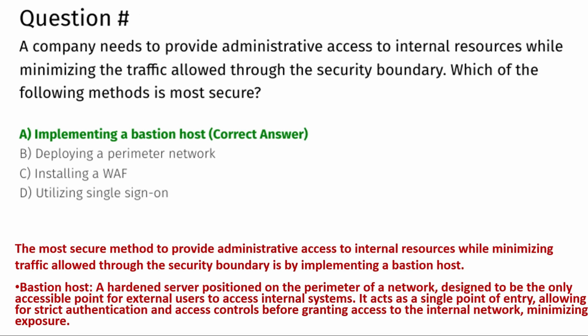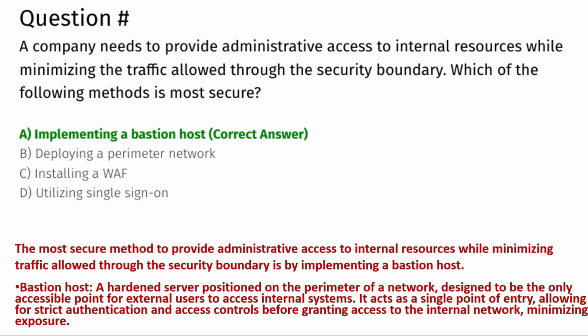The next question is, a company needs to provide administrative access to internal resources while minimizing the traffic allowed through the security boundary. So which of the following methods is most secure? Option A, implementing a bastion host. Option B, deploying a perimeter network. Option C, installing a WAF. Option D, utilizing single sign-on. And the correct answer for this question is option A, implementing a bastion host.